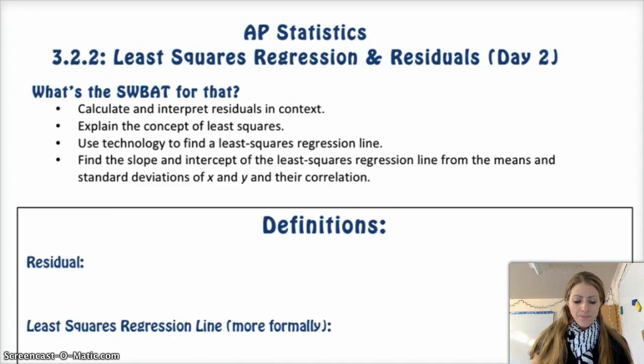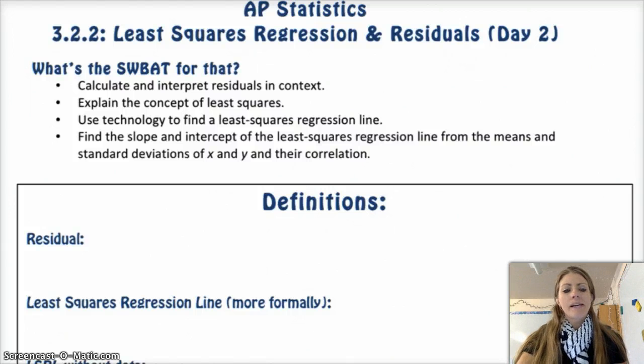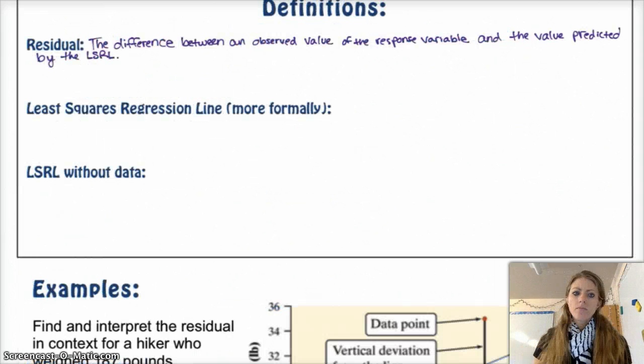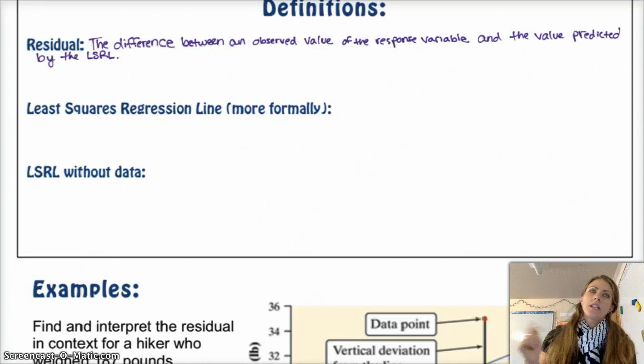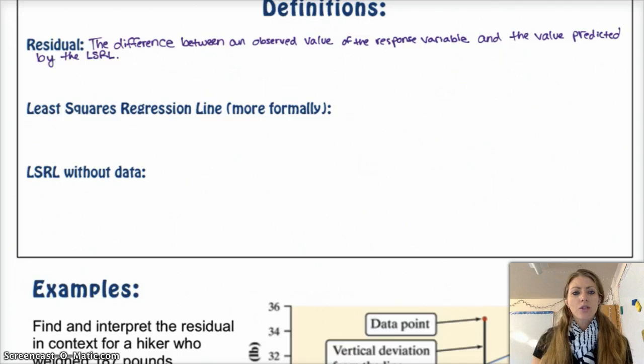So a residual is something that measures how far off the line of best fit predicts an actual observation. The formal definition is that it's the difference between an observed value of the response variable, and remember, response is the y, and the value predicted by the least squares regression line. To calculate the residual, you need to do the actual y minus the predicted y.